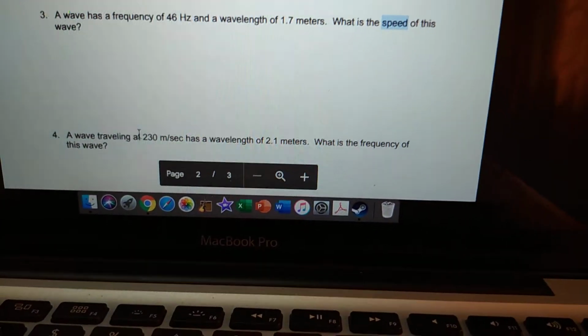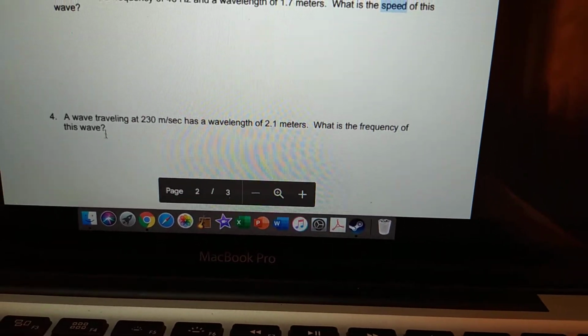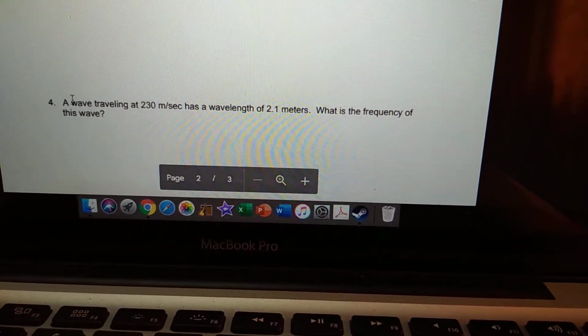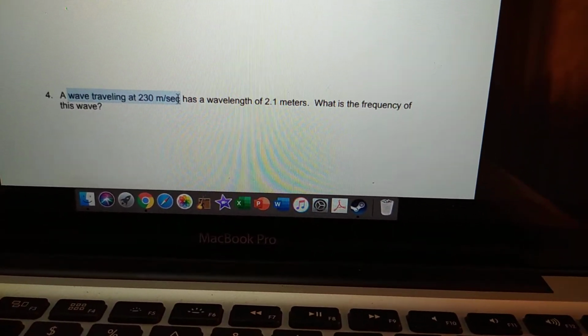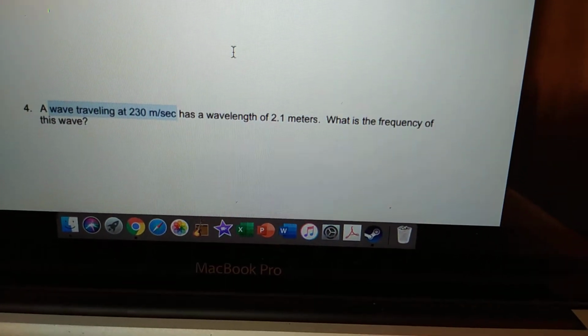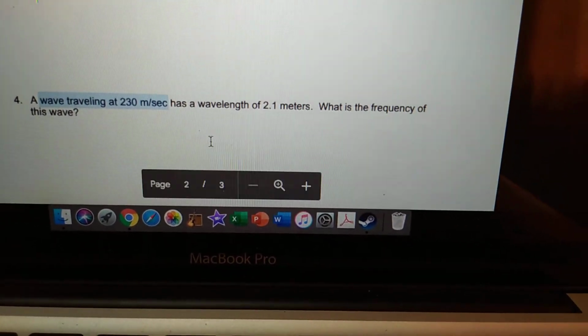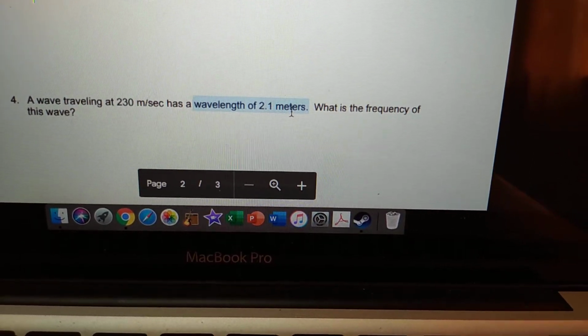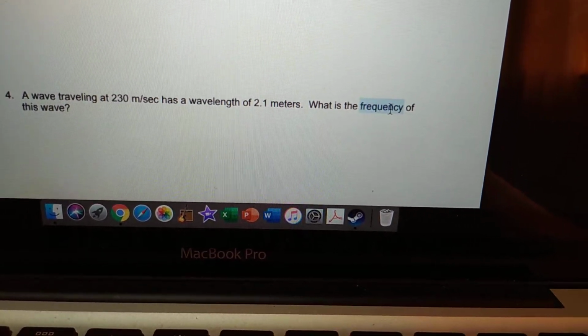Question 4. Okay, a wave is traveling at 230 meters per second. So when they say traveling at this, what do you think this is? If it's meters per second, remember it's the same as this one. So they have given you the speed of the wave. Question 4 is already giving you speed, and now they're giving you wavelength. What is the frequency? Okay, this is the same as question 2.